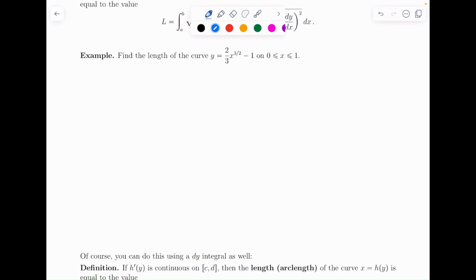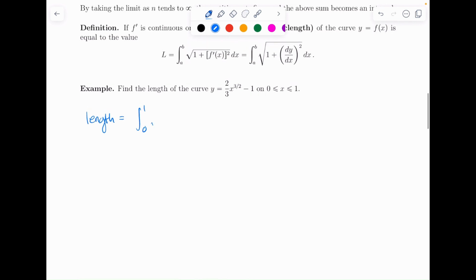Let's take a look. So here, if I want to compute the length here, it's going to be an integral from 0 to 1, that's the a and b, of, using the formula up above, the square root of 1 plus, and we're going to square the derivative. And if I do the derivative here, the 3/2 cancels the 2/3, leaving me with an x to the 1/2, then minus 1, which also disappears. So this is just the square root of x squared. Best case scenario. This just reduces into the integral from 0 to 1 of the square root of 1 plus x.